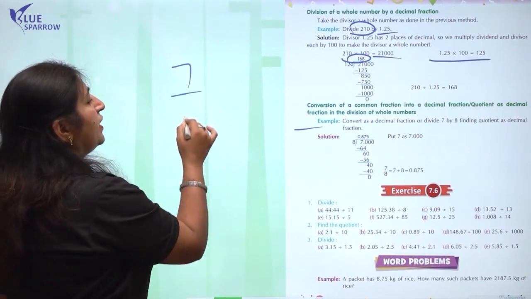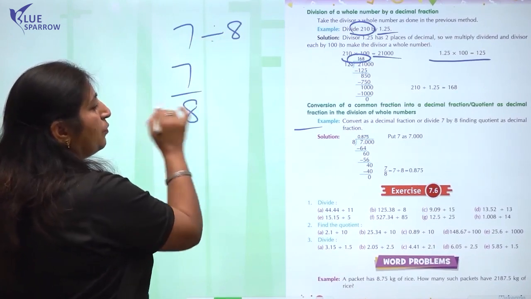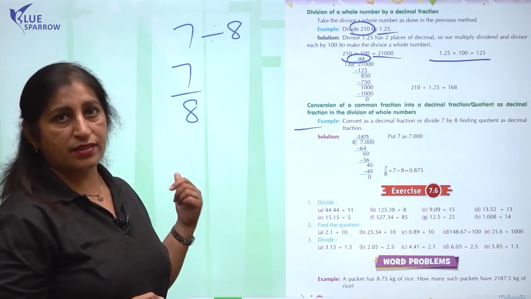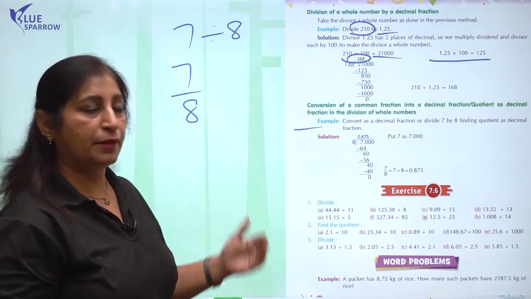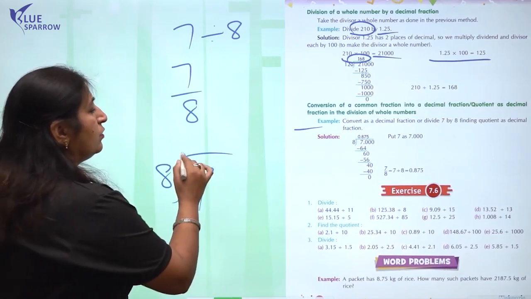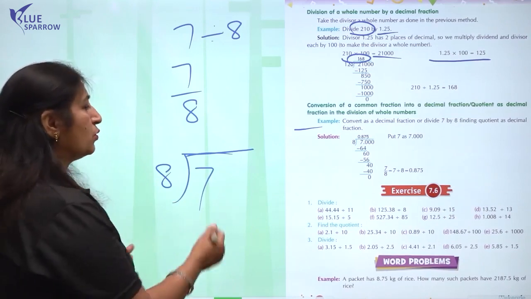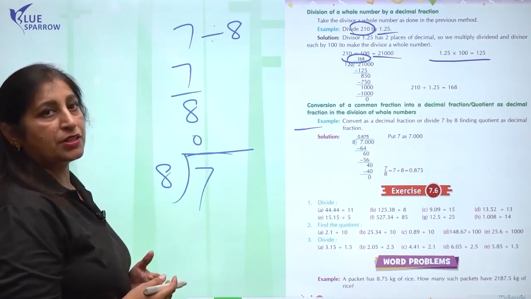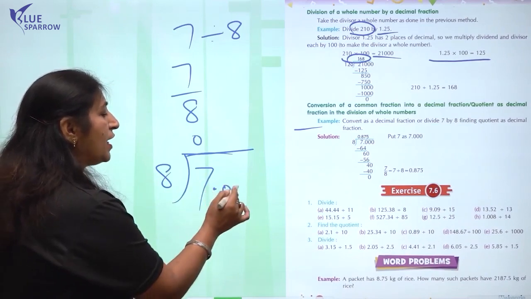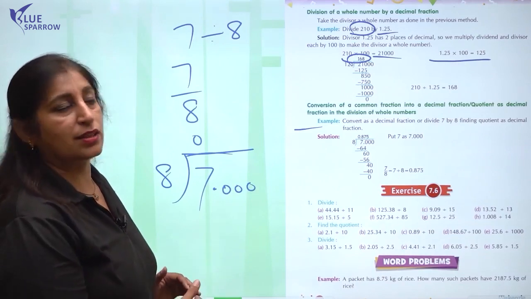Suppose you are asked to divide 7 by 8, or you can write it as 7 upon 8. It means 8 would be the divisor and 7 would be the dividend. You know that 7 is not divisible by 8. So you would put a 0 in the quotient, and now you can put a decimal point over here and as many zeros as needed till you get the remainder as 0.